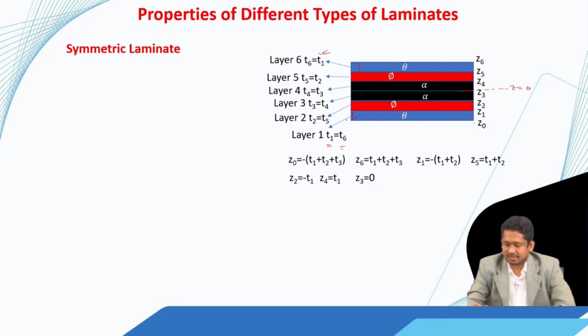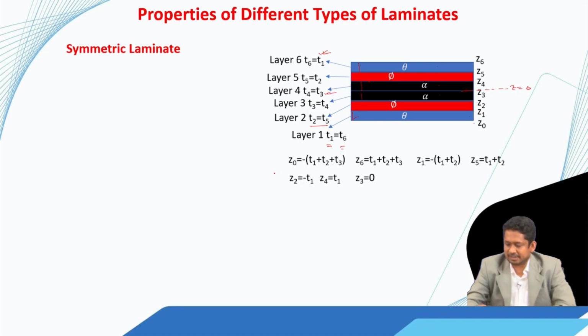Similarly, the thickness of the second layer is T2 and that should be the same as the thickness of the fifth layer. So, T2 is equal to T5. The thickness of the third layer is T3 and that should be the same as the thickness of the fourth layer. So, T3 is equal to T4.